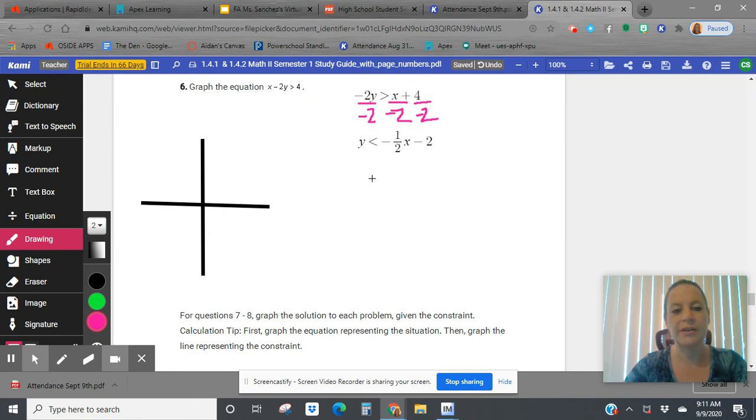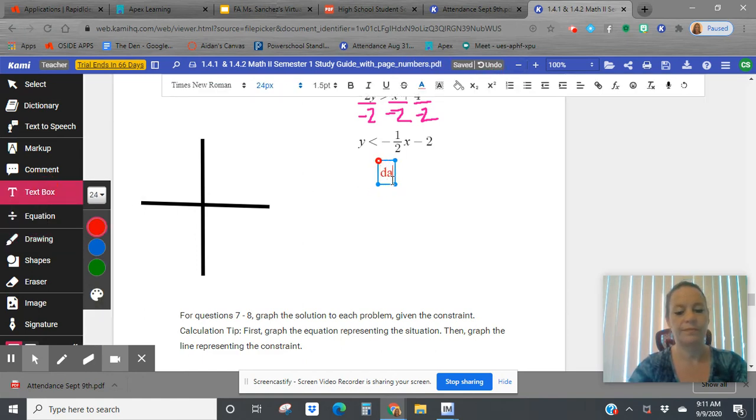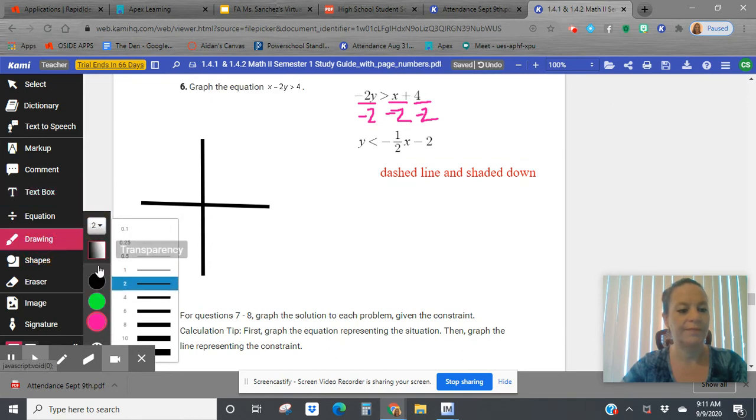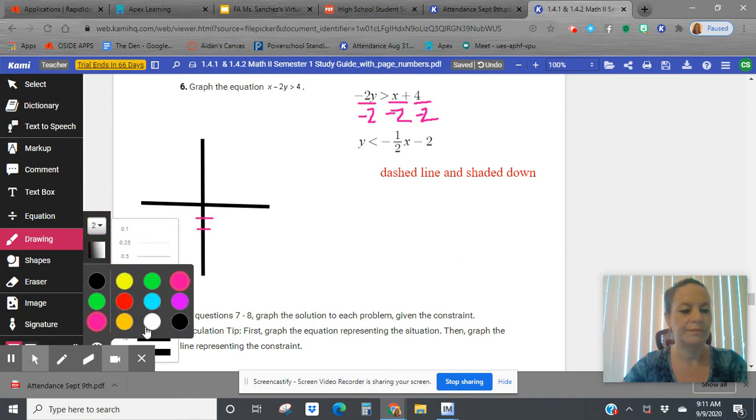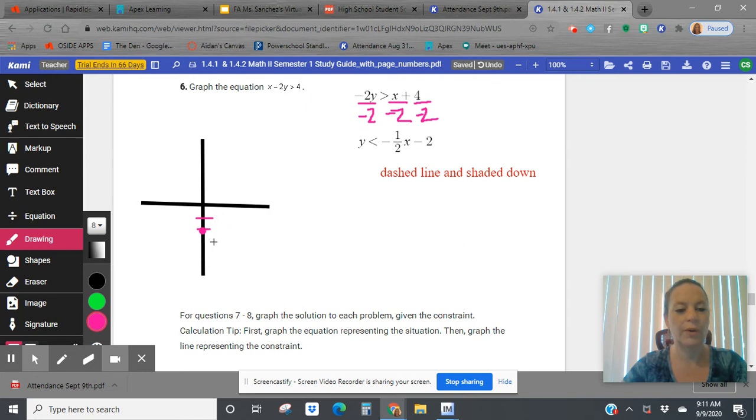Notice that it's a less than here, so this is going to be a dashed line, and shaded down. So let's go put a dot at -2. And do a slope of down 1, right 2, down 1, right 2, or up 1, back 2.